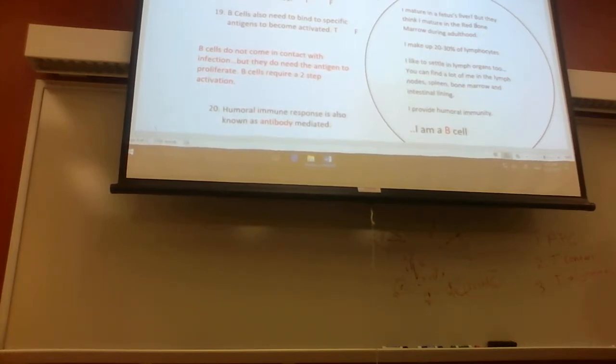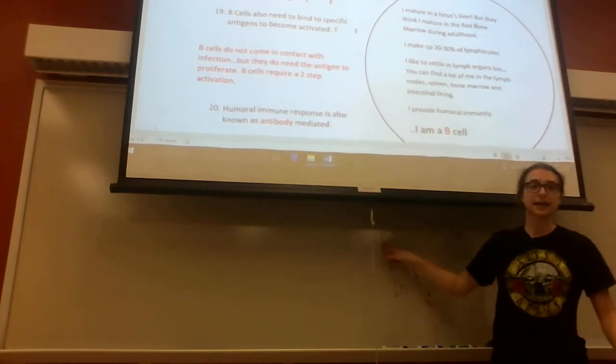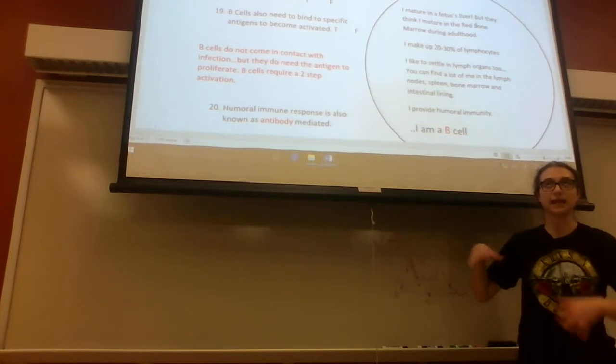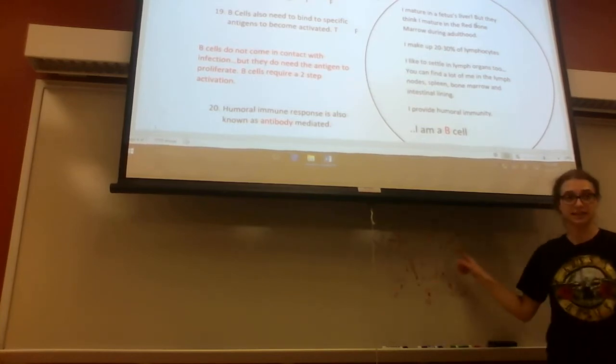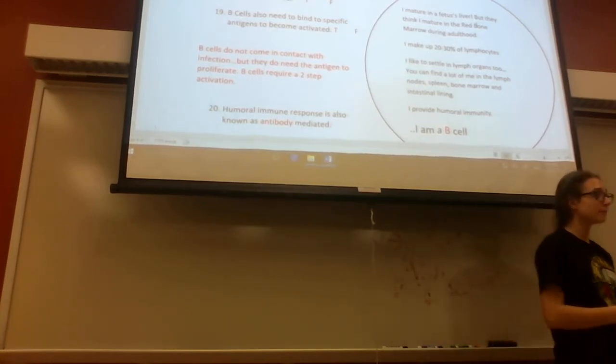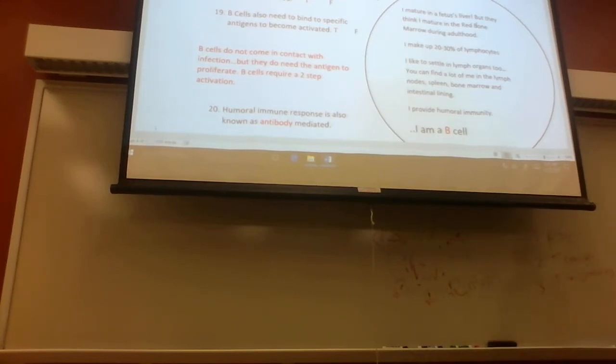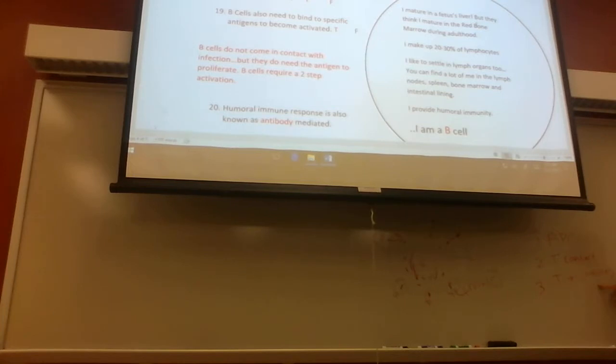And then B cells require two-step activation. With T cells, cell-mediated immunity, it's one step. The T cell detects the antigen on the antigen presenting cell, and the T cell becomes activated. B cell is a two-step activation. Antigen presenting cell, T cell contact, T cell secretes cytokines. There's that.